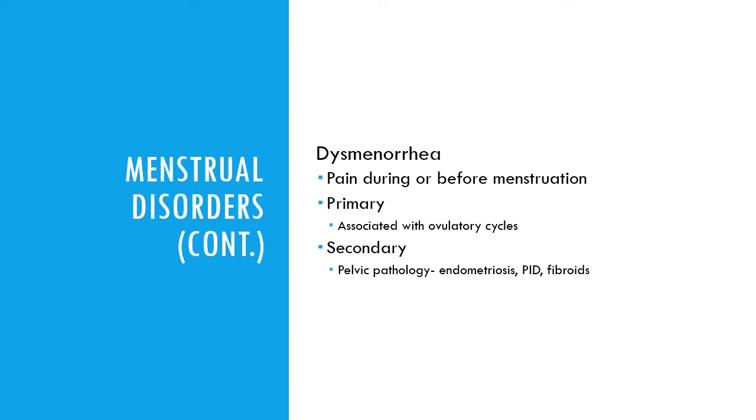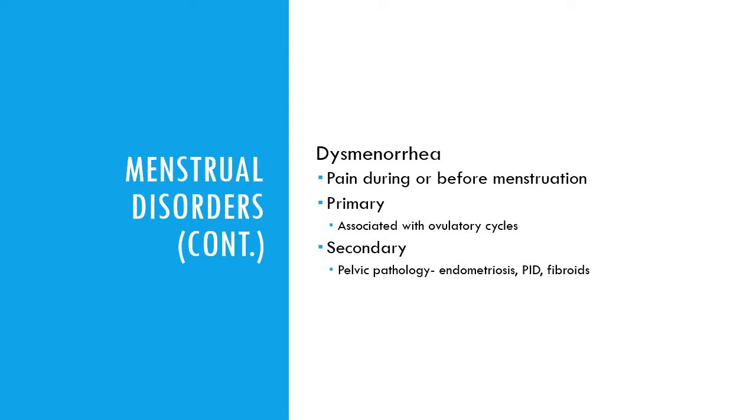Dysmenorrhea is going to be pain during or before menstruation. Again, this has primary and secondary. So primary dysmenorrhea is associated with ovulatory cycles. Okay. We have a rise or a release of prostaglandins, and those prostaglandins, remember that we talked about, they help that uterus to contract. It increases the amplitude and the frequency of those uterine contractions. That's going to cause a vasospasm. Okay. With primary, it has to occur with ovulatory cycles.